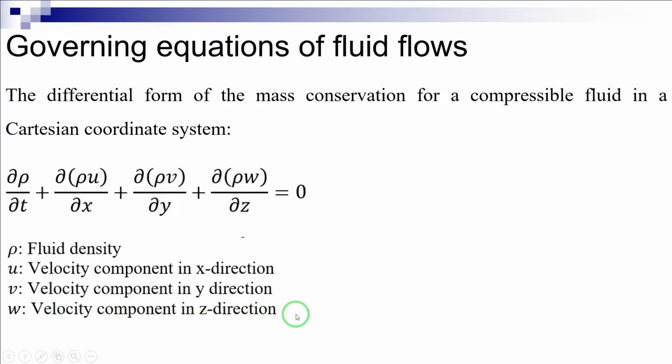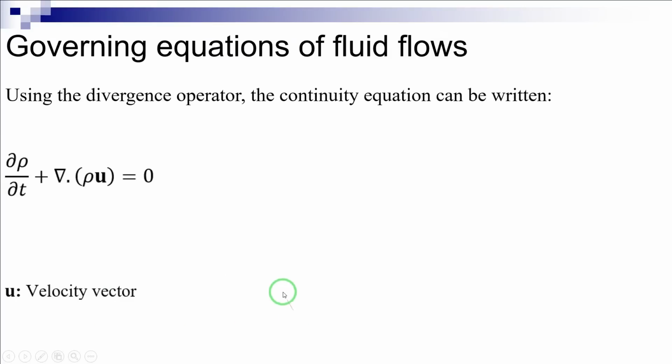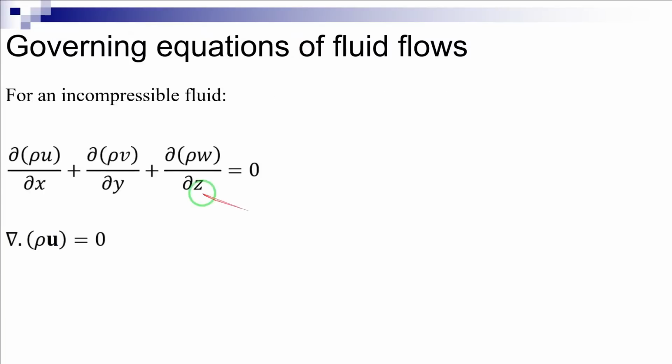Using the divergence operator, the continuity equation can be written in a more compact form as shown here, where u is the velocity vector. In these equations, the first term, which is called the transient term, indicates the rate of change of mass, and the second term, which is the convective term, shows the net flow of mass out of an infinitesimal element. For an incompressible fluid, the density is constant, and therefore the transient term becomes zero as shown here.